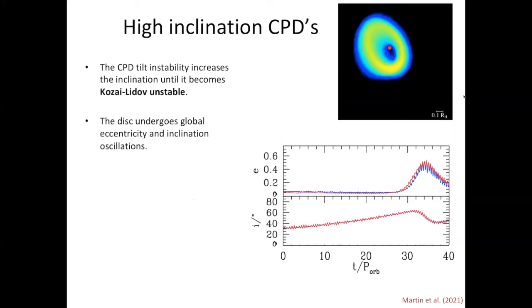The plot on the lower right here shows the eccentricity and inclination of a circumplanetary disk. In the lower panel, you can see the disk tilt increases until it becomes Kozai-Lidov unstable. And then at this time, you see a large increase in the disk eccentricity while the inclination drops. Now, during the high eccentricity phase, the accretion rate onto the planet increases. So a disk that's undergoing Kozai-Lidov oscillations shows episodic accretion. And this could have implications for observations of forming planets, since they periodically may have a higher accretion rate.